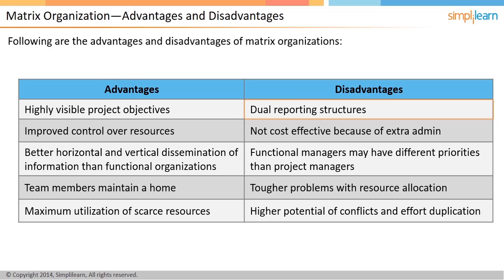Challenges are the dual reporting structures, which might foster conflicts. Therefore, there is a need for extra administrative resources to resolve these conflicts, which is not cost-effective. Due to different priorities of managers, there are greater problems with resource allocation. In the matrix organization, there is a higher potential for conflicts and effort duplication. The conflict arises due to the scheduling, prioritization, administration, and personality issues between the project and functional managers. These conflicts can be negative in nature and can result in overall project objective risk.